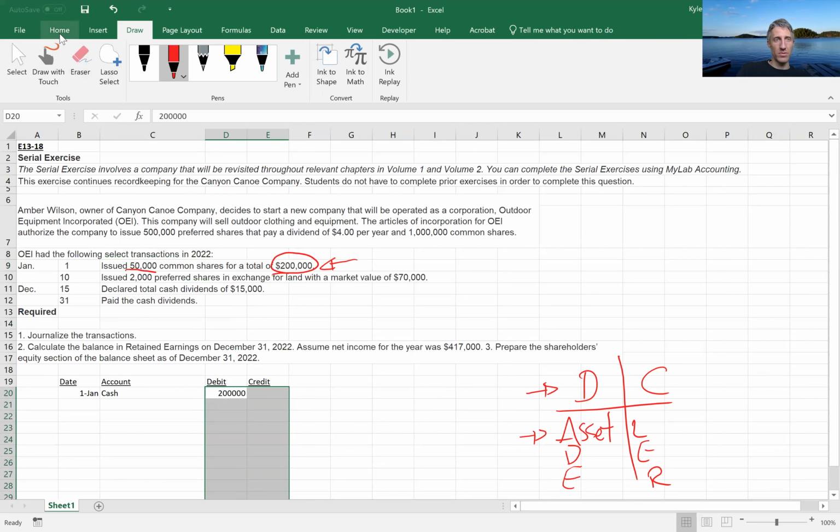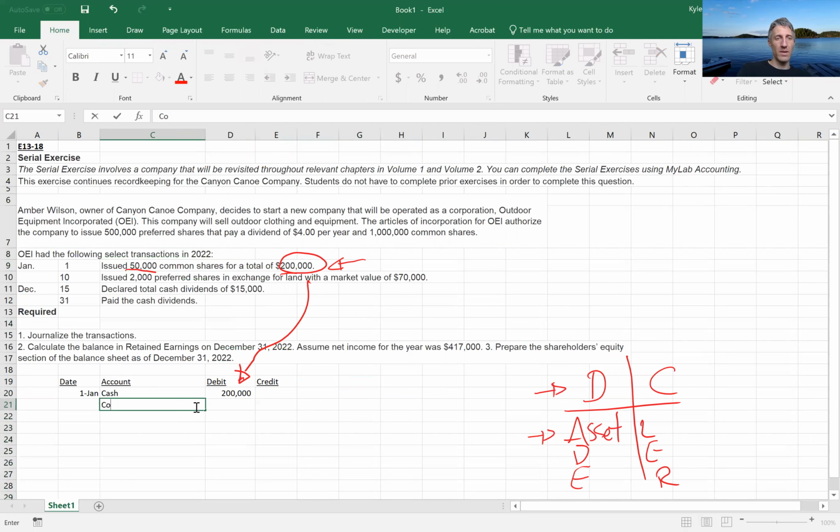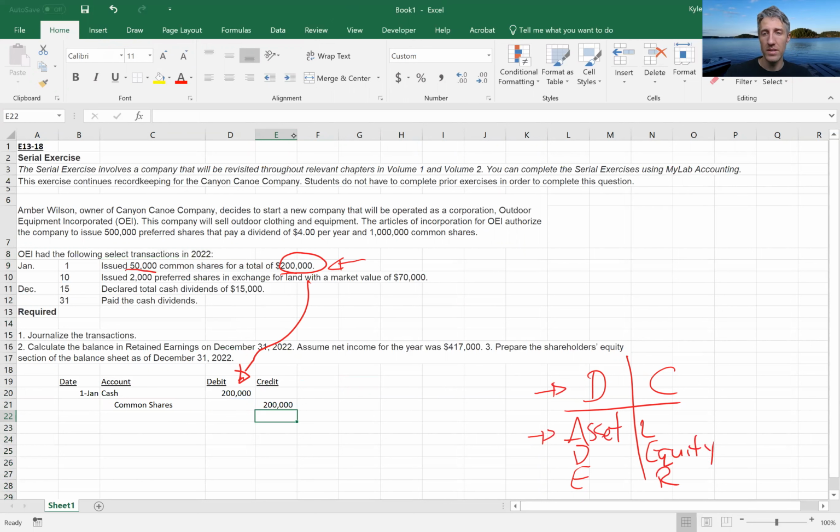Format our numbers so they look a little bit better. Okay. So that 200,000 came from the first line, and it went up because of common shares. It's going to match 200,000, remembering debits equal credits. Why am I crediting common shares? Well, common shares is an equity account. And to increase equity, I credit equity.